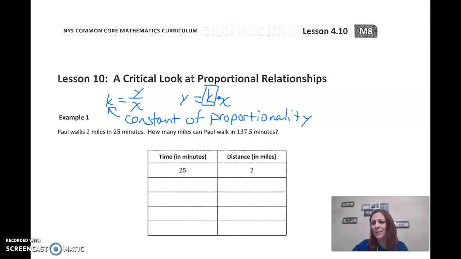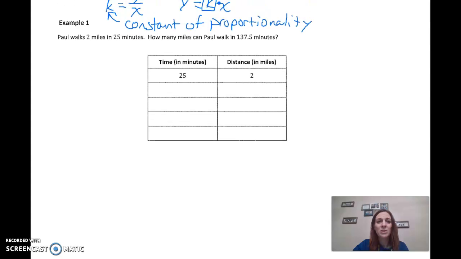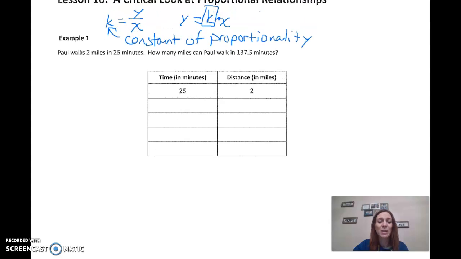So now let's jump into our table. Paul walked 2 miles in 25 minutes. We have our chart set up right here, and time is our independent variable, so that's our x variable. Distance, how far Paul travels, depends on how long he walks, so that's our y. So in 25 minutes, he walks 2 miles.